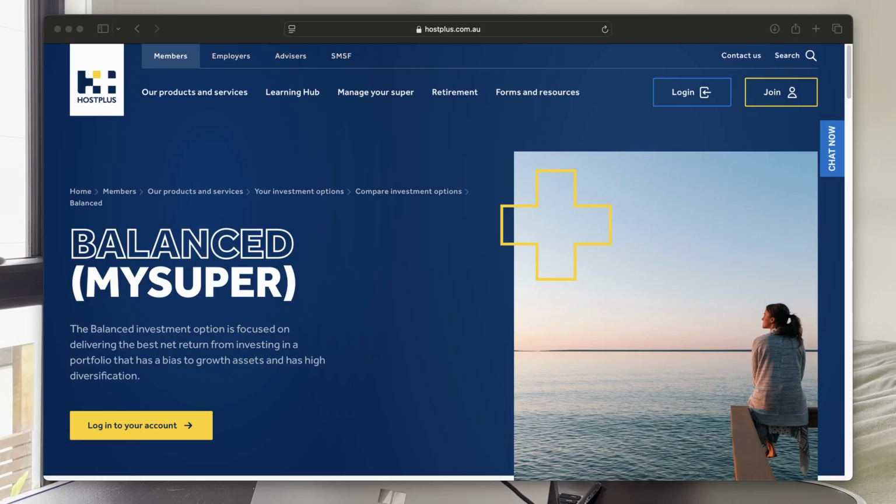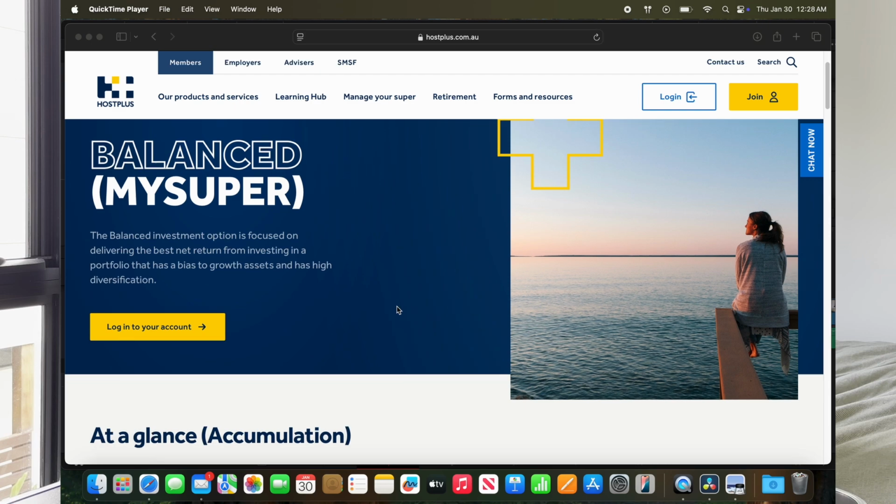Now, when I first moved from Canada to Australia, my very first employer selected my superannuation fund for me. They had a nominated fund that they selected for all of their new employees, and this was with Host Plus. This default option that my employer decided to select for me was the Host Plus Balance Fund.